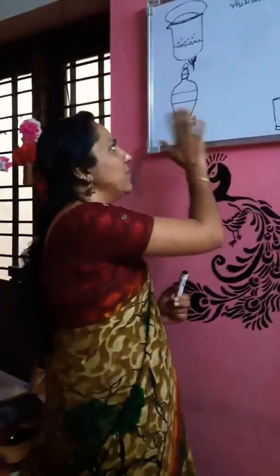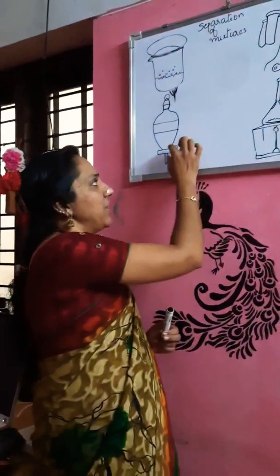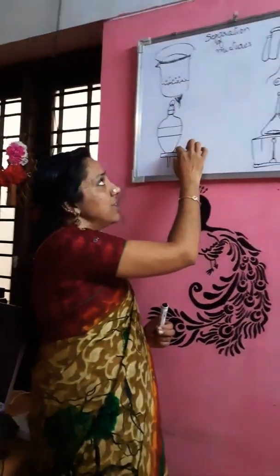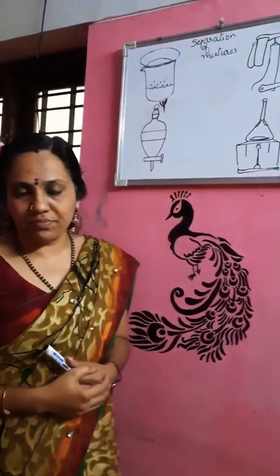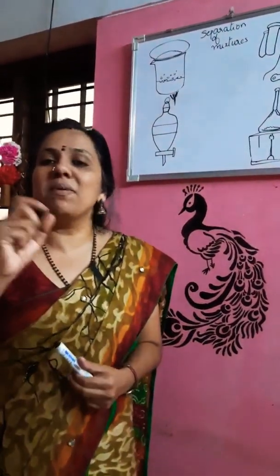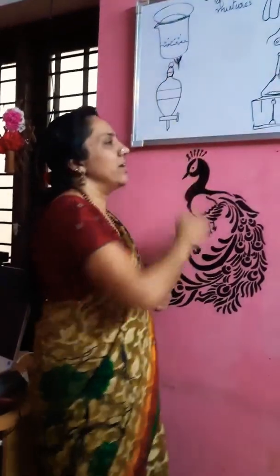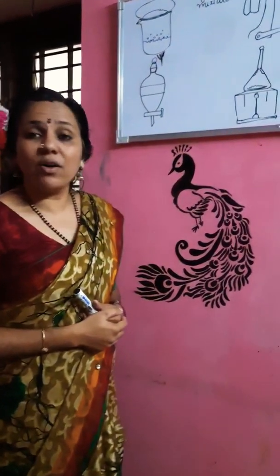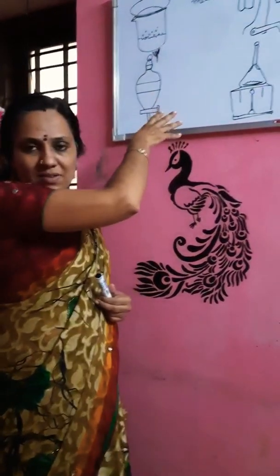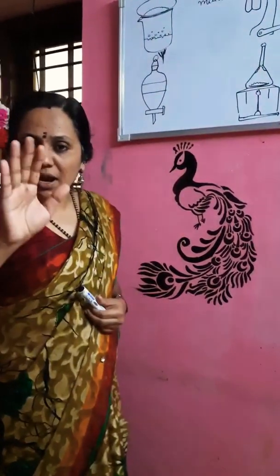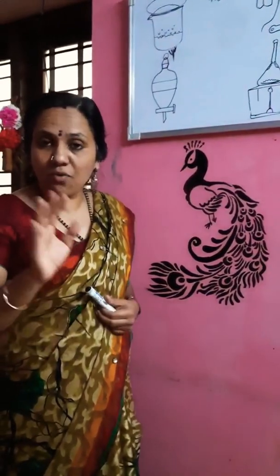So this is a separating funnel. Listen here, it has a nozzle here and a cap here. We take this immiscible solution, for example an oil-water mixture, and pour it in here. There will be a stand for keeping the separating funnel. We leave it undisturbed for a few seconds.